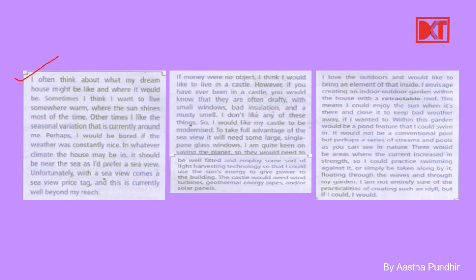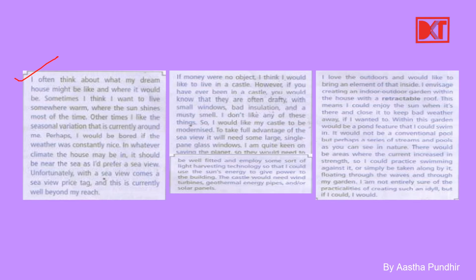Then it says, if money were no object, I think I would like to live in a castle. However, if you have ever been in a castle, you would know that they are often drafty, with small windows, bad insulation, and a musty smell. I don't like any of these things. So I would like my castle to be modernized.